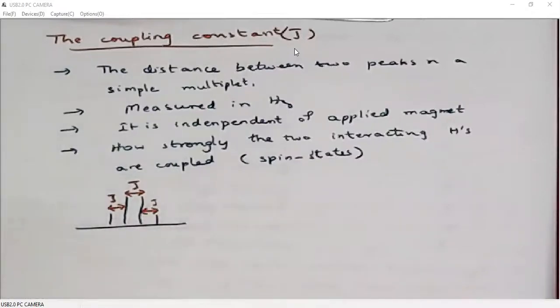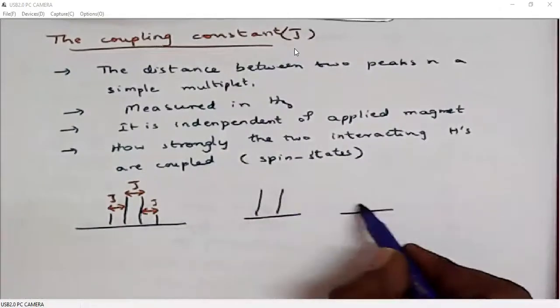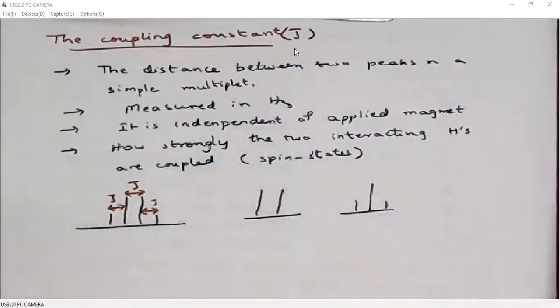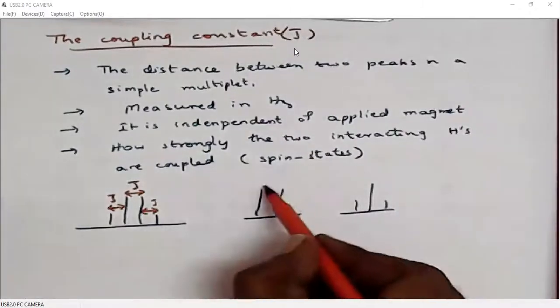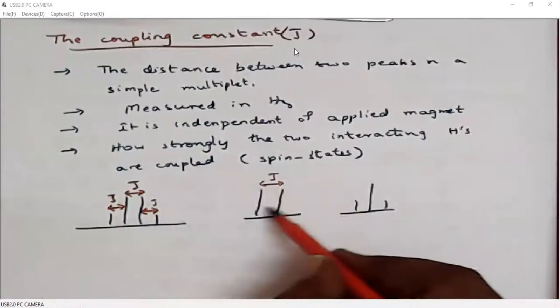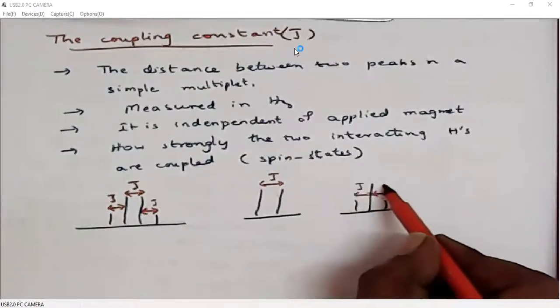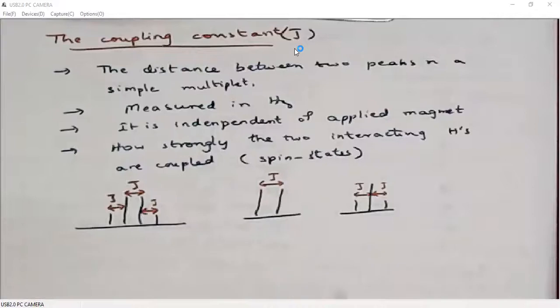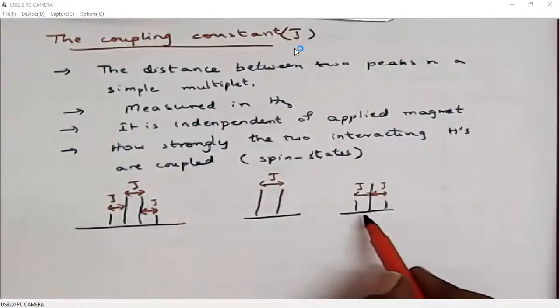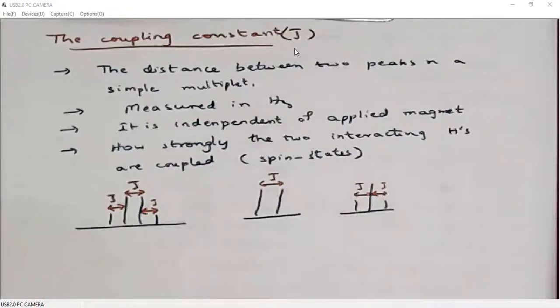For example, if you take a doublet or a triplet, the coupling constant value is nothing but the difference in frequency between these two peaks. Of course, we know that the frequency of a signal will change when we change the applied magnetic field, but coupling constant will never change with change in applied magnetic field.